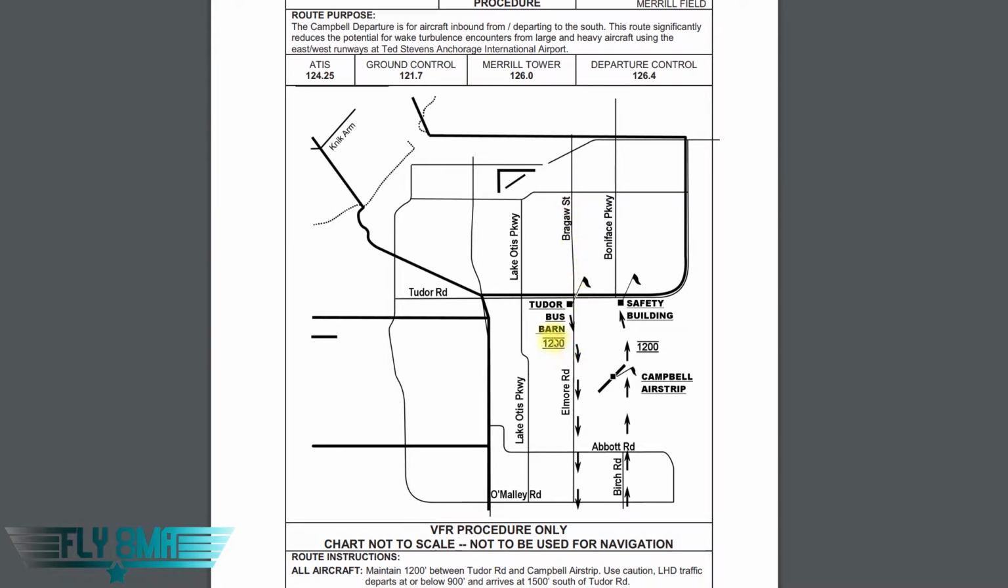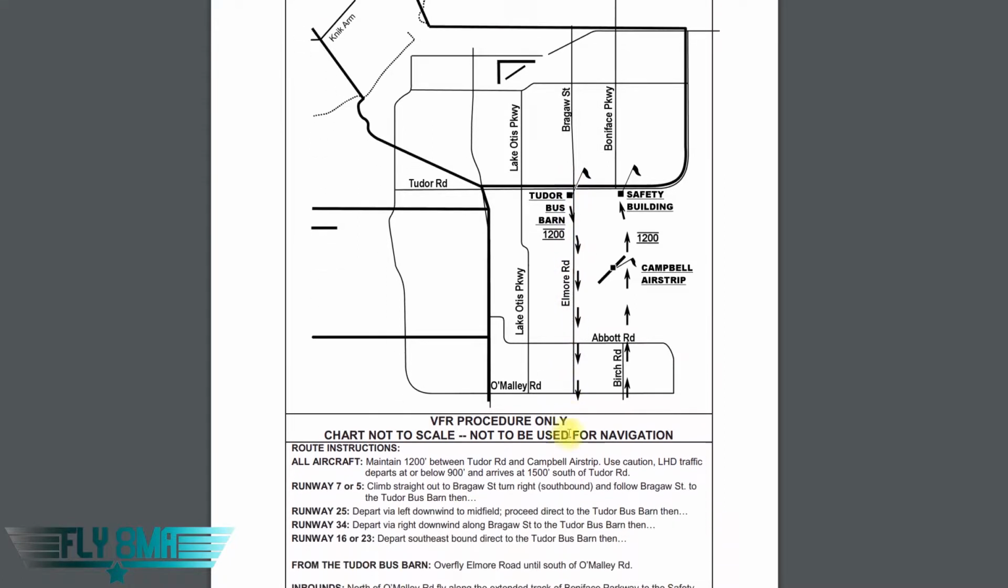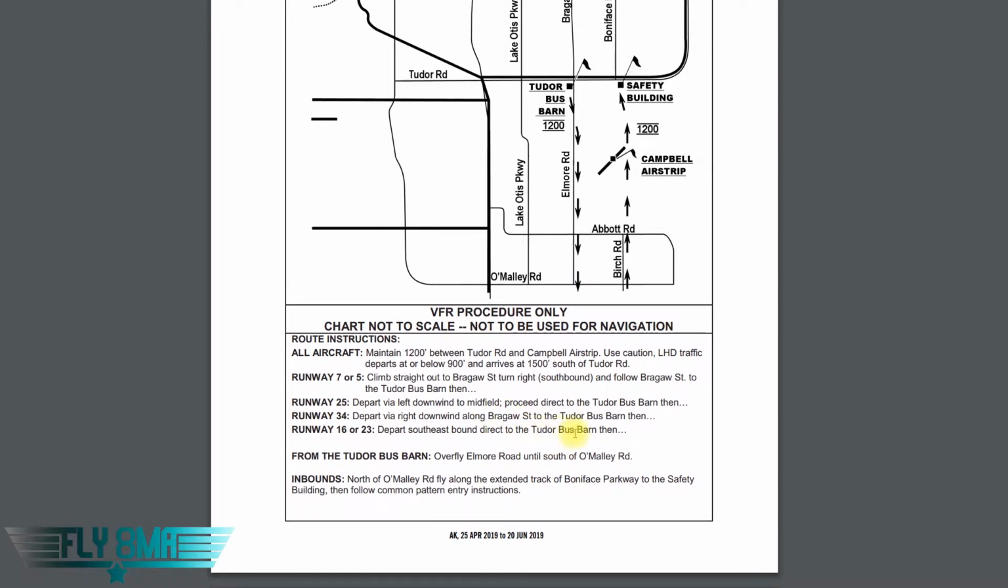We want to be at 1,200 feet crossing the Tudor bus barn, so we will be climbing here up to 1,200, hitting this right at 1,200, not going higher, not going lower, and then following Elmore Road southbound until we get south of O'Malley Road, and then they're like, well, you know what, you can do whatever you want. This is going to be Anchorage Airspace right here, the Surface Class Charlie. This is the Class Delta over at Lake Hood, and of course you're clear of the Class Delta from Merrill, so now you can go ahead, head south of O'Malley Road, and then proceed on course, whether you want to go southeast, southwest, whatever you want to do, go south, you can go wherever you want.